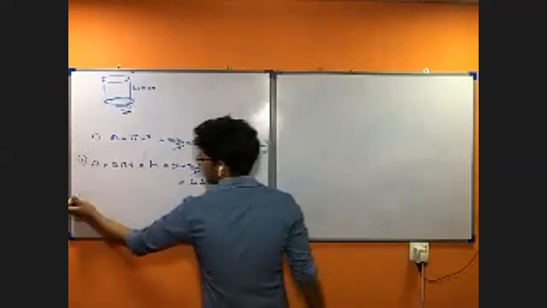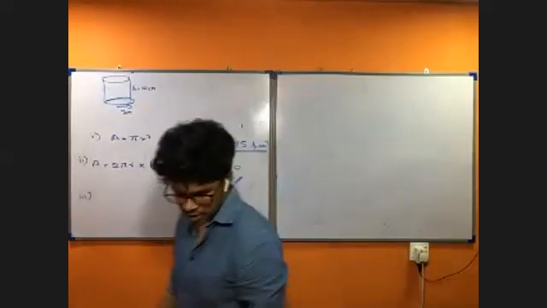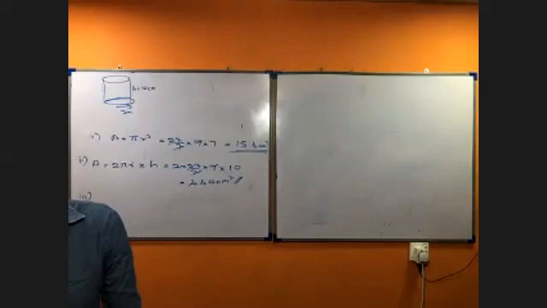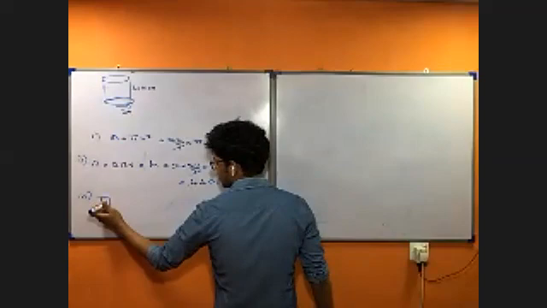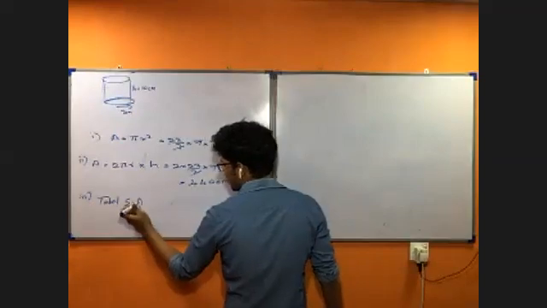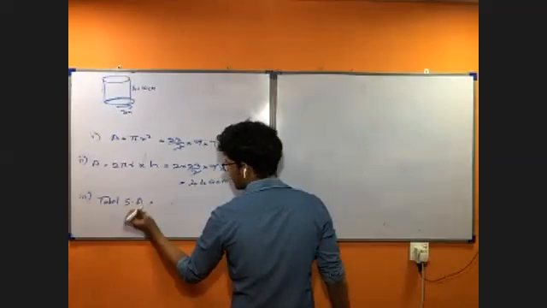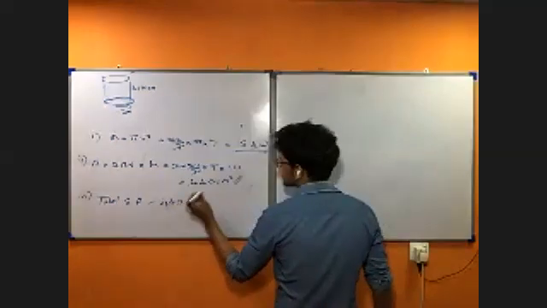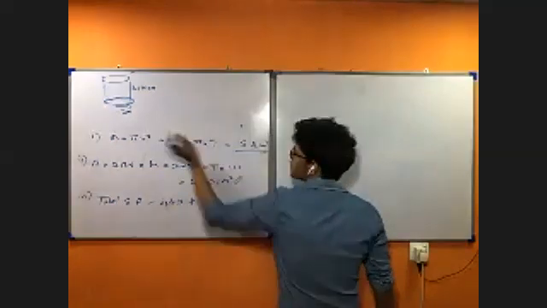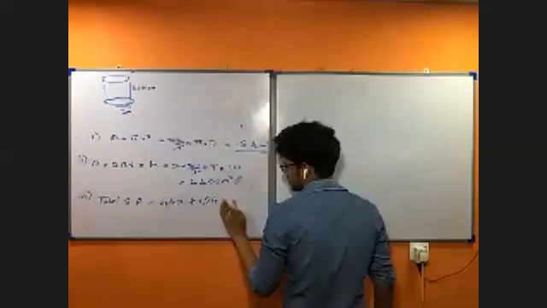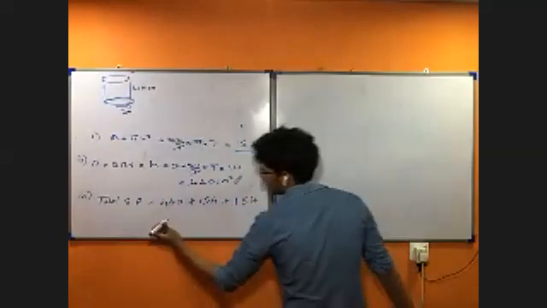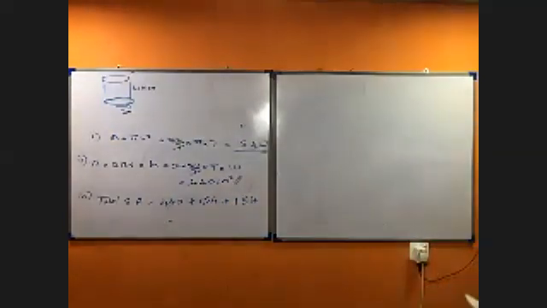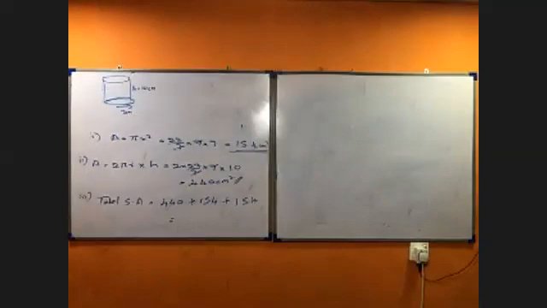Question number 3, find the total surface area. The total surface area is going to be the curved surface area plus the base 154 plus the top area, the lid, 154. So I think this is going to give you how much?